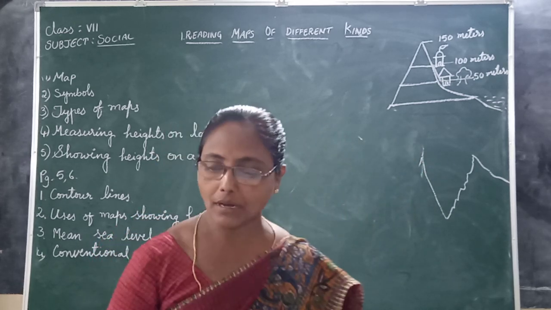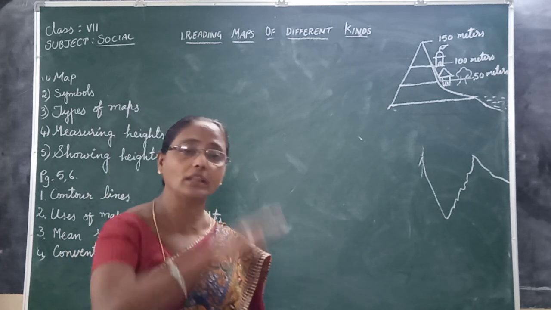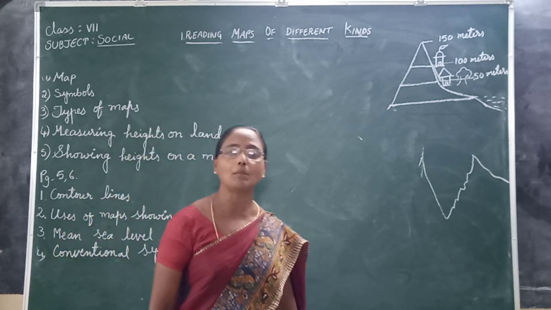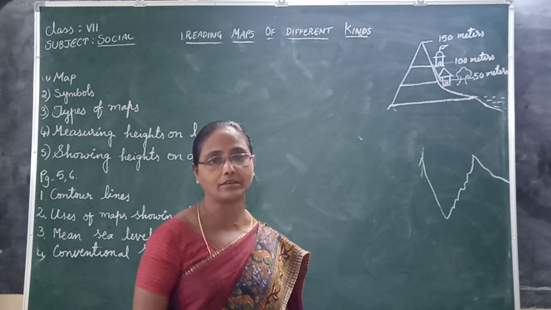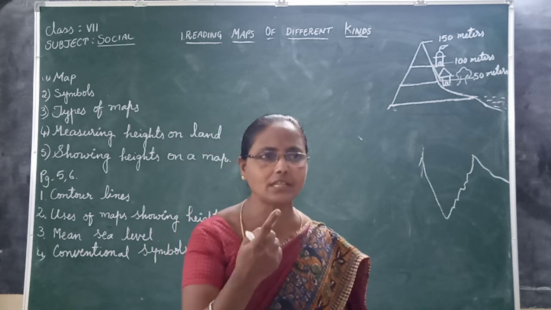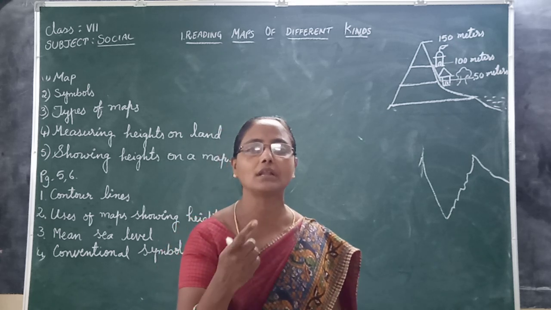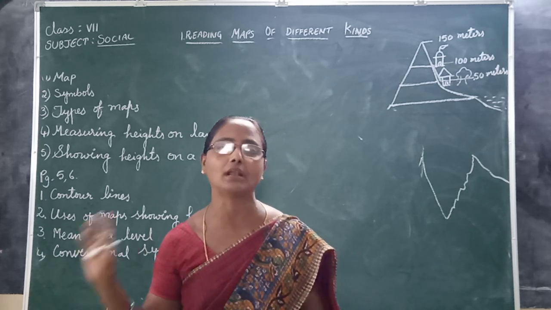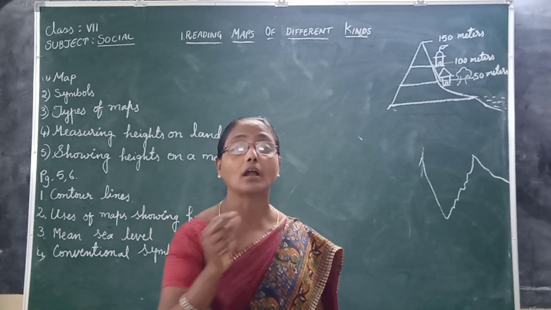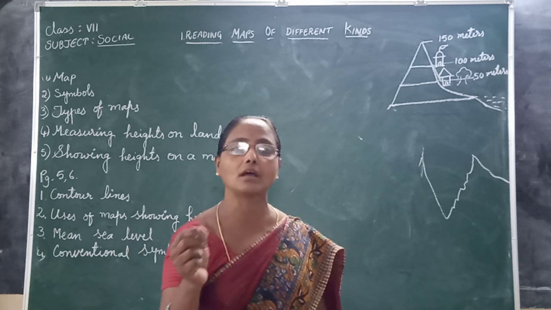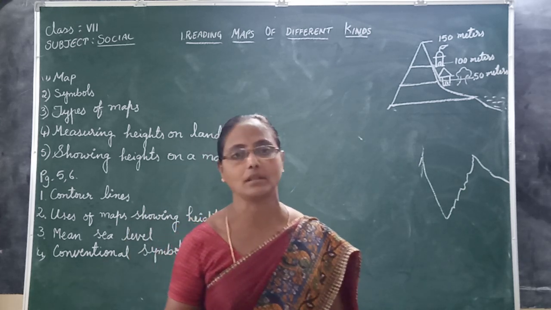Some common symbols are used by all the map makers. These common symbols are called conventional symbols. Only one sentence, you have to listen very carefully. Common symbols are called conventional symbols.